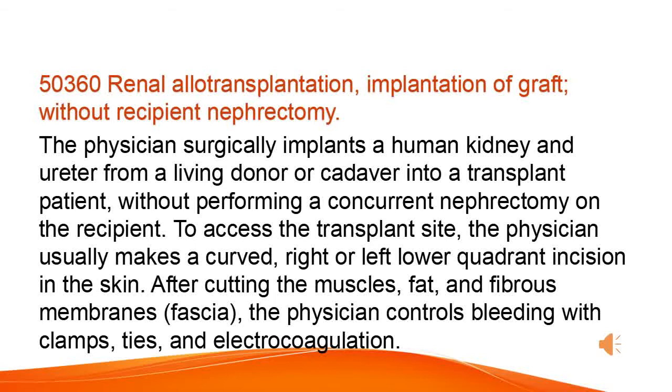Renal allotransplantation, implantation of graft, without recipient nephrectomy. The physician surgically implants a human kidney and ureter from a living donor or cadaver into a transplant patient, without performing a concurrent nephrectomy on the recipient. To access the transplant site, the physician usually makes a curved, right or left lower quadrant incision in the skin. After cutting the muscles, fat, and fibrous membranes, fascia, the physician controls bleeding with clamps, ties, and electrocoagulation.